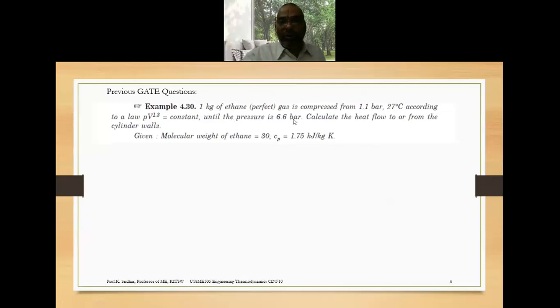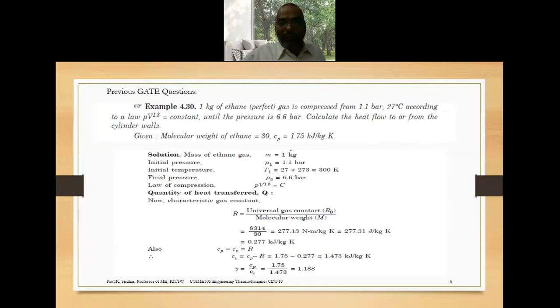Compress until the pressure is 6.6 bar, and calculate the total heat flow to or from the cylinder walls. He has given the molecular weight of ethane, C2H6, as 30, and the specific heat at constant pressure also. I told you that first of all it is very important to find the characteristic gas constant of any gas. So R is equivalent to RU by M, and you know that RU is always 8314 joules per kilomole Kelvin, and the molecular weight is 30. So the R value of ethane is 277.31 joules. Now convert into kilojoules. It is 0.277.